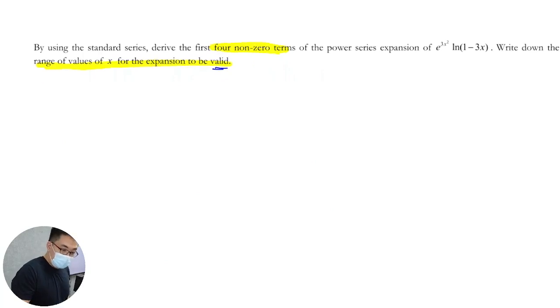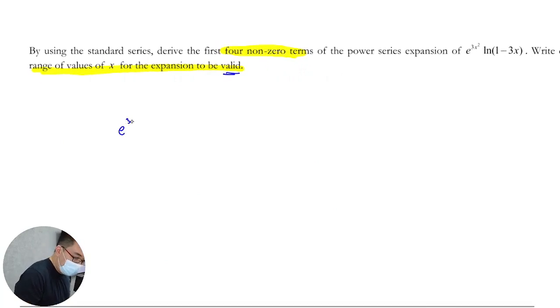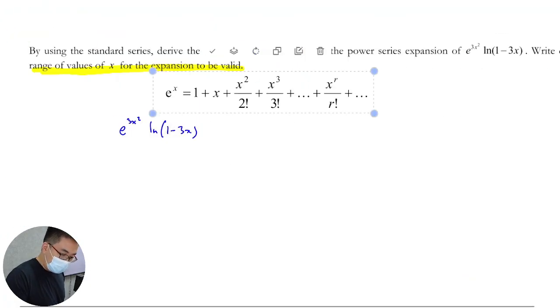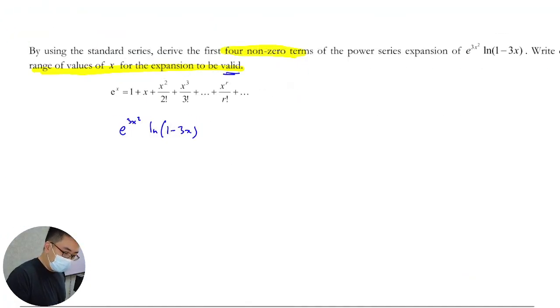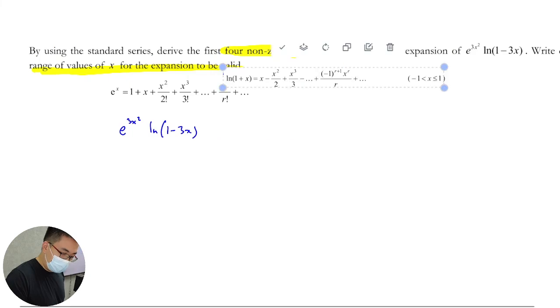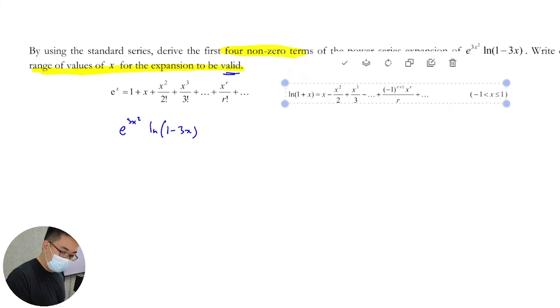This one, e^(3x²) ln(1 − 3x). I'm going to bring out the exponential function, and I'm going to bring out the log.